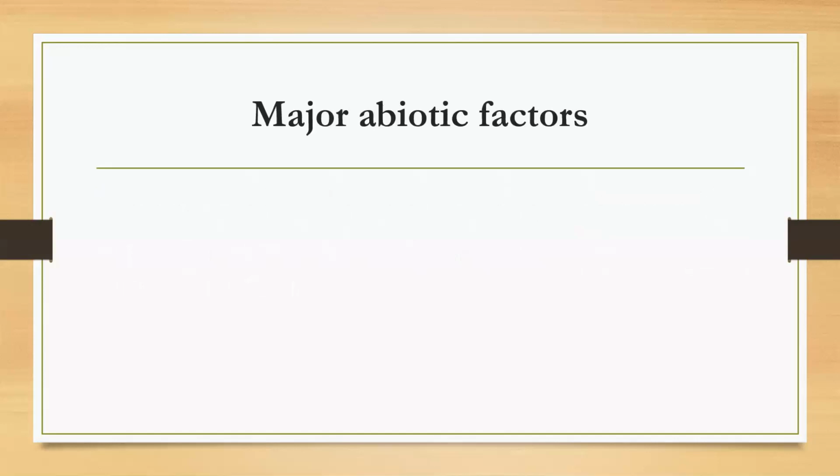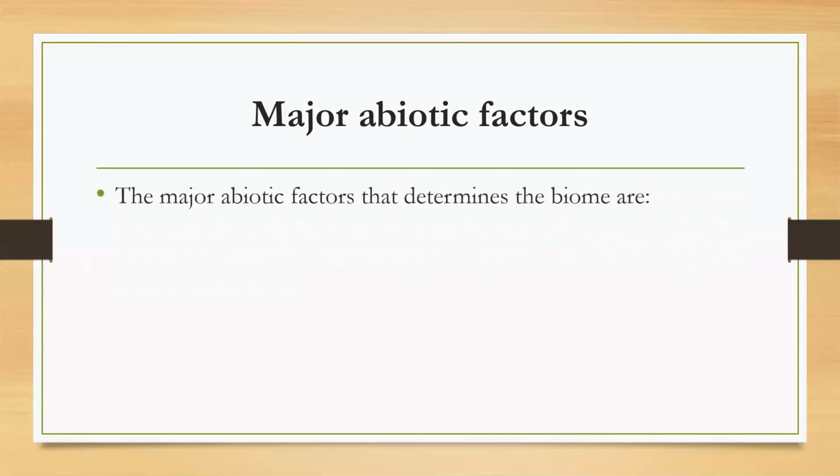Now, the next very important topic in this particular chapter is regarding the major abiotic factors. As I mentioned earlier, the very important major abiotic factors include temperature, water, light, as well as soil. So these are very important abiotic factors which determine the type of habitat, the physical and chemical properties of the habitats. Now, let me explain the major abiotic factors. The major abiotic factors that determine the biome are temperature, the first one, followed by water, and then light, and finally the soil. Now, let me explain one by one.